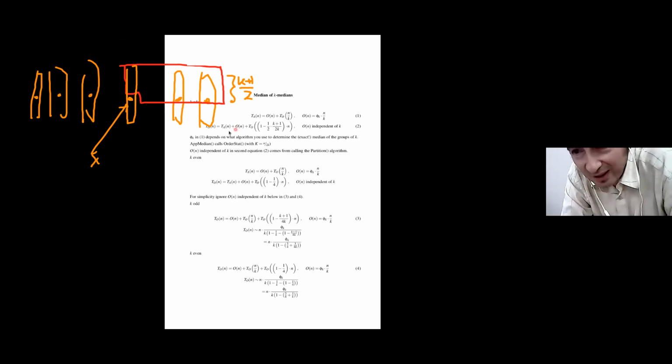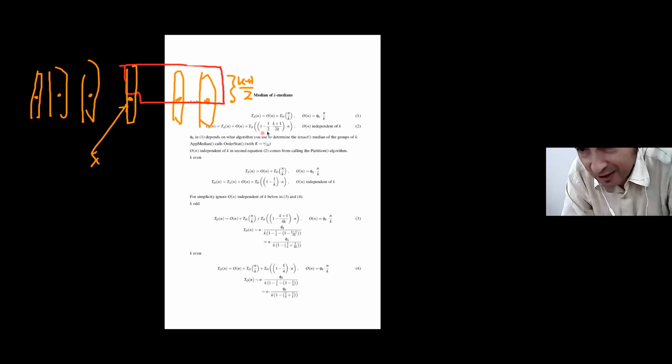And the second formula is what happens with the formula for the order statistics. It calls an approximate median. Then you have this partition function. So this O of n, independent of k, comes from the partition, and it doesn't depend on k. The partition has nothing to do with k.